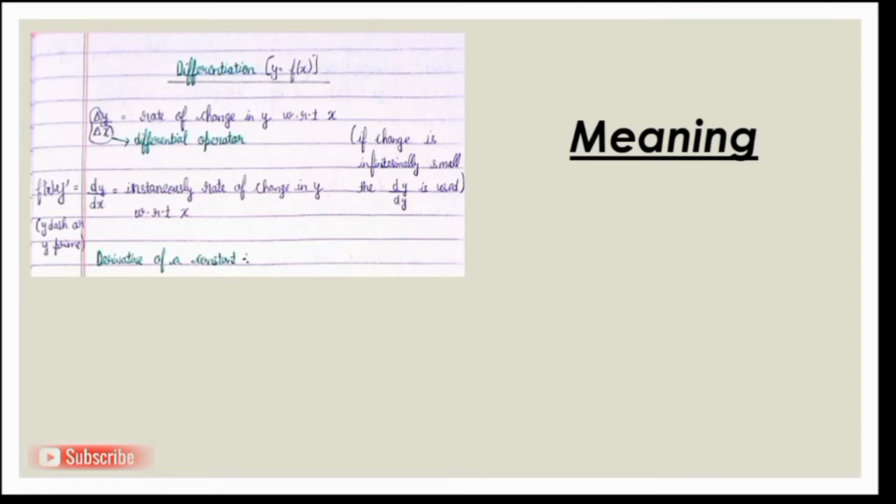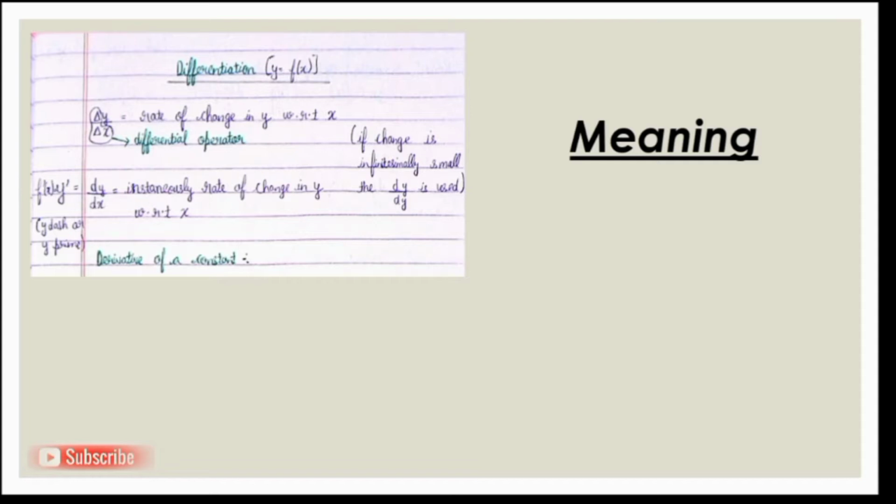And if the changes are infinitely small, then in place of del x upon del y or del y upon del x, we use dy upon dx. We can represent differentiation by a dash, like f dash x or y dash. It can be read as y dash or y prime. Dy by dx can also be understood as the instantaneous rate of change of y with respect to x. Now let's move forward and see the derivative of a constant, and mainly the formulas of differentiation.